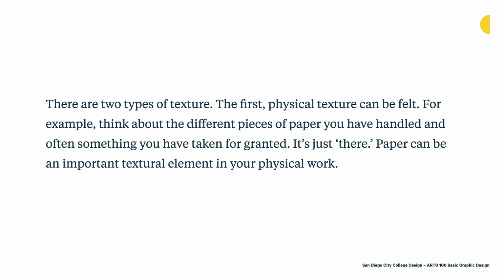There are two types of textures. The first, physical texture, can be felt. For example, think about the different pieces of paper you have handled and often something you have taken for granted. It's just there, but paper can be an important textural element in your physical work. But texture can come in other ways too. And physical textures are any time that we're playing with materials and using different kinds of paper or wood or plastics to make something have a certain mood or feeling that you can touch.